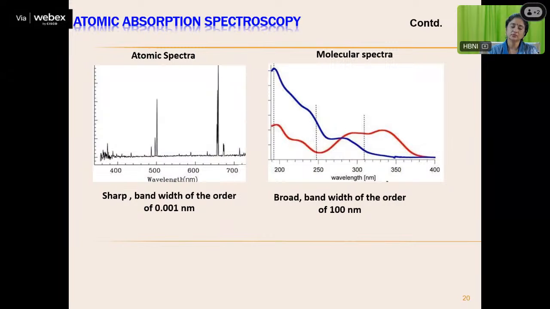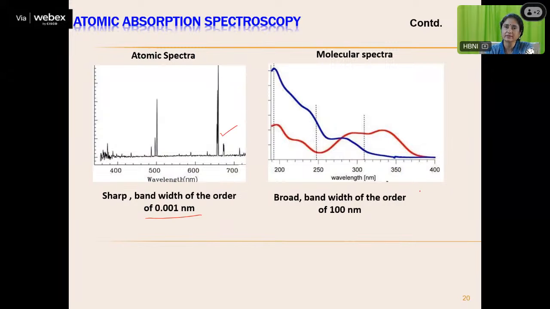So as I have told you, there is no rotational or vibrational level in case of atomic spectra. So you can have a look at this. These are very sharp spectra when we consider atoms. Sharp bandwidth will be of the order of 0.001 nanometer.